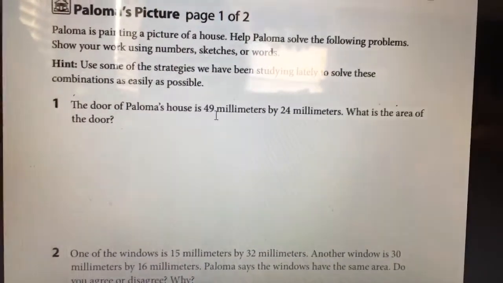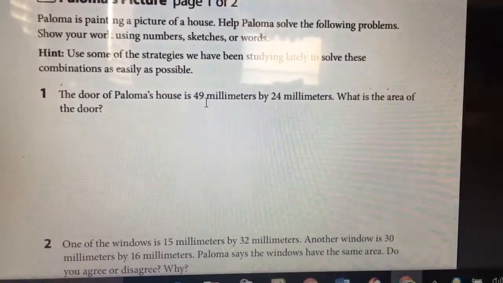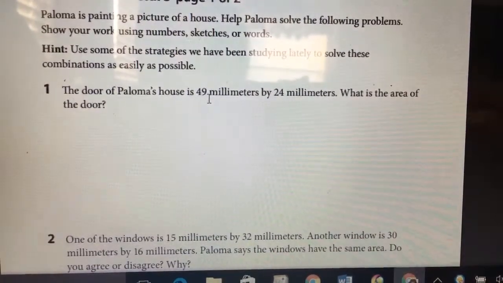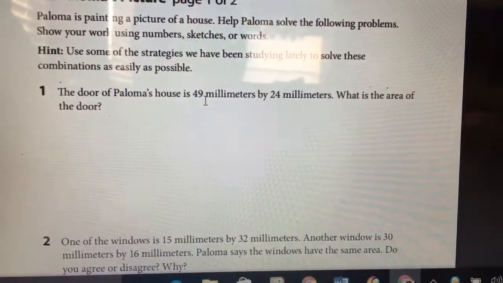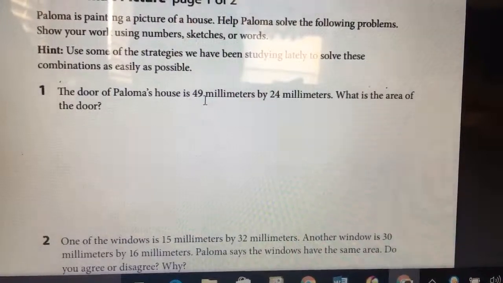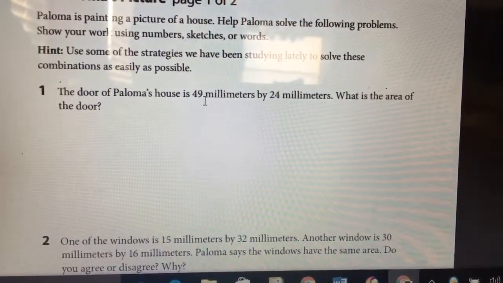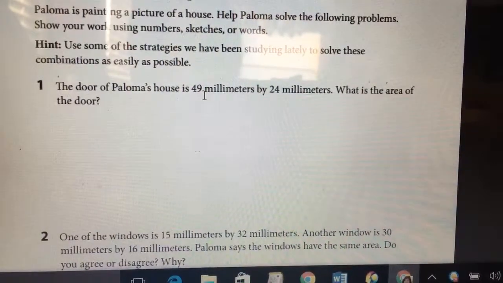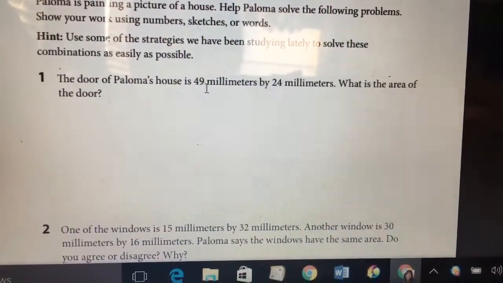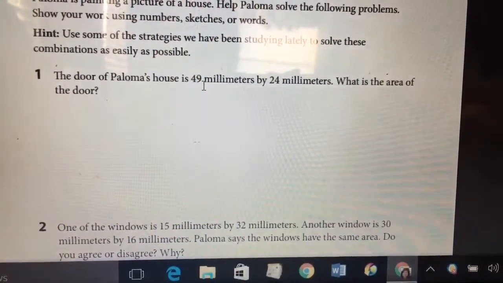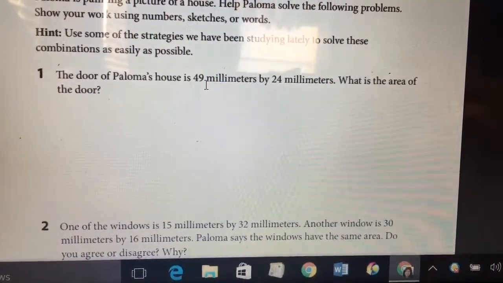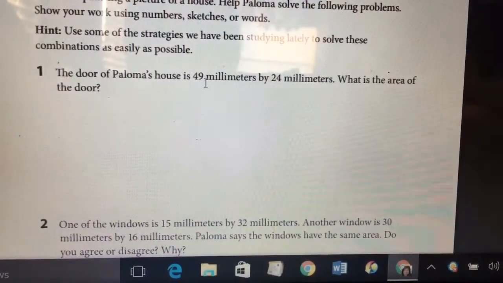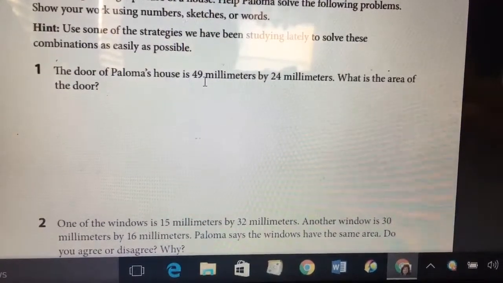Okay, for the strategy for number 1, you can do 50 times 24 and then subtract 1 times 24. We practiced that a little bit ago. Well, that's one of the strategies you can use, or you could just do 49 times 24. But 50 times 24 minus 1 times 24, or just 24.